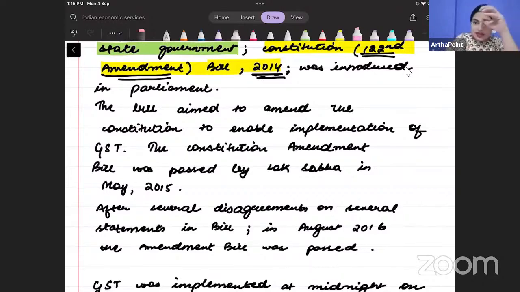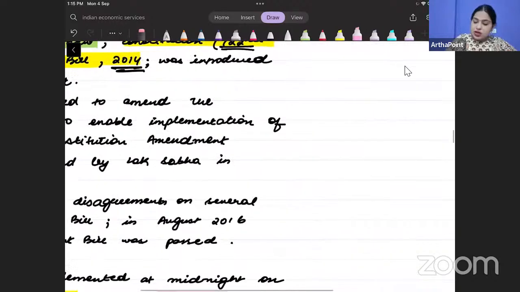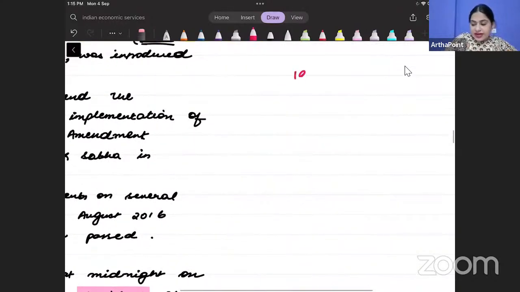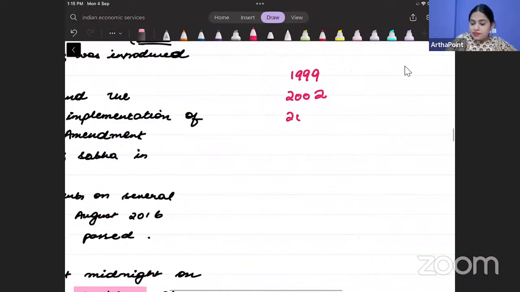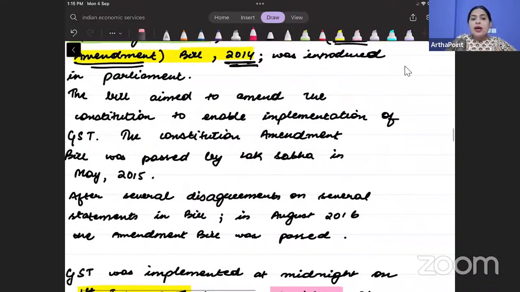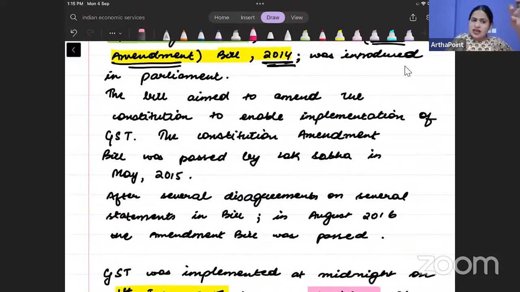So please keep in line these timelines. So we started from 1999. Then we talked about 2002. Then we are talking about 2014 bill. है ना? अब हम क्या कह रहे हैं कि ये जो bill था, इसका aim था that we want to implement GST, right?